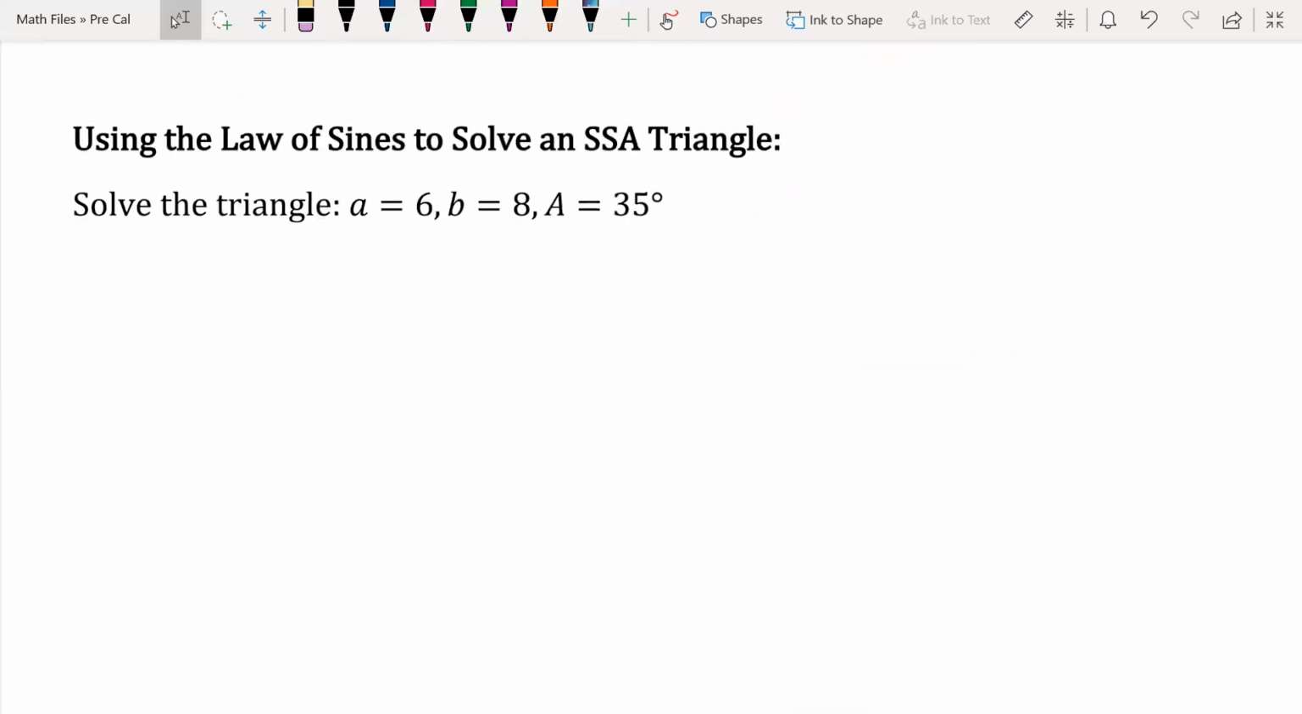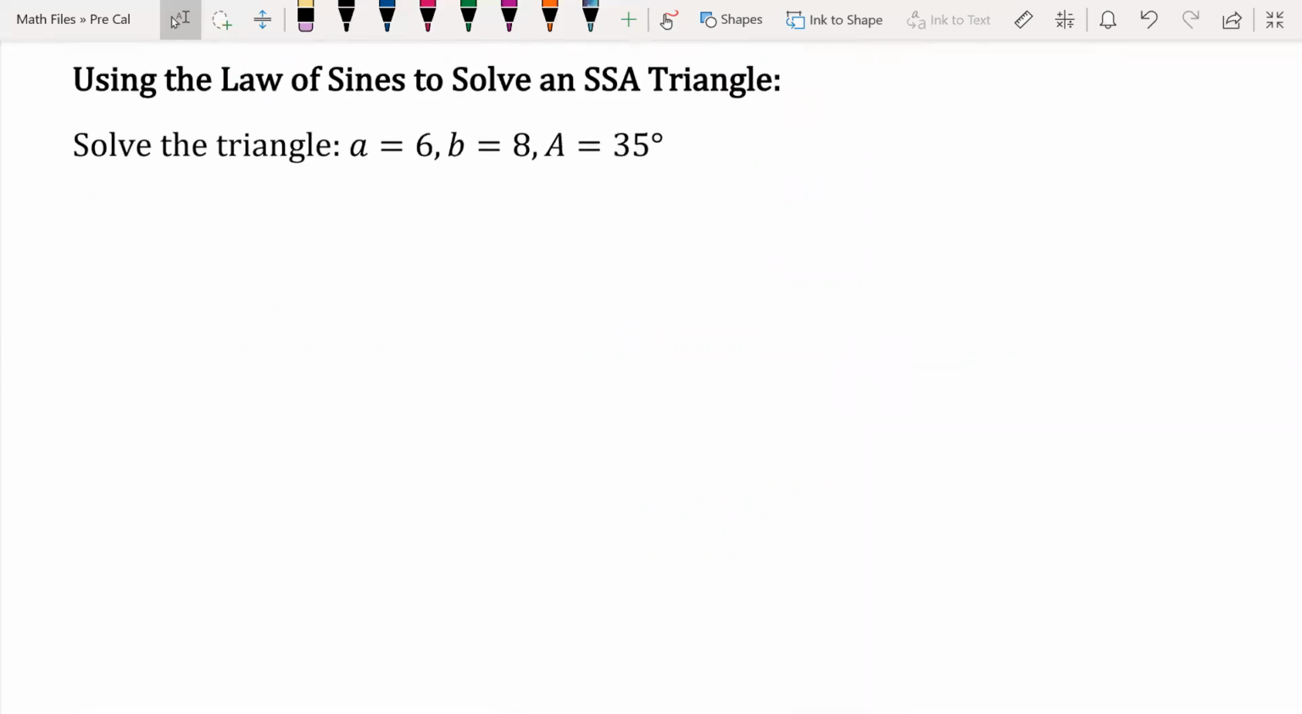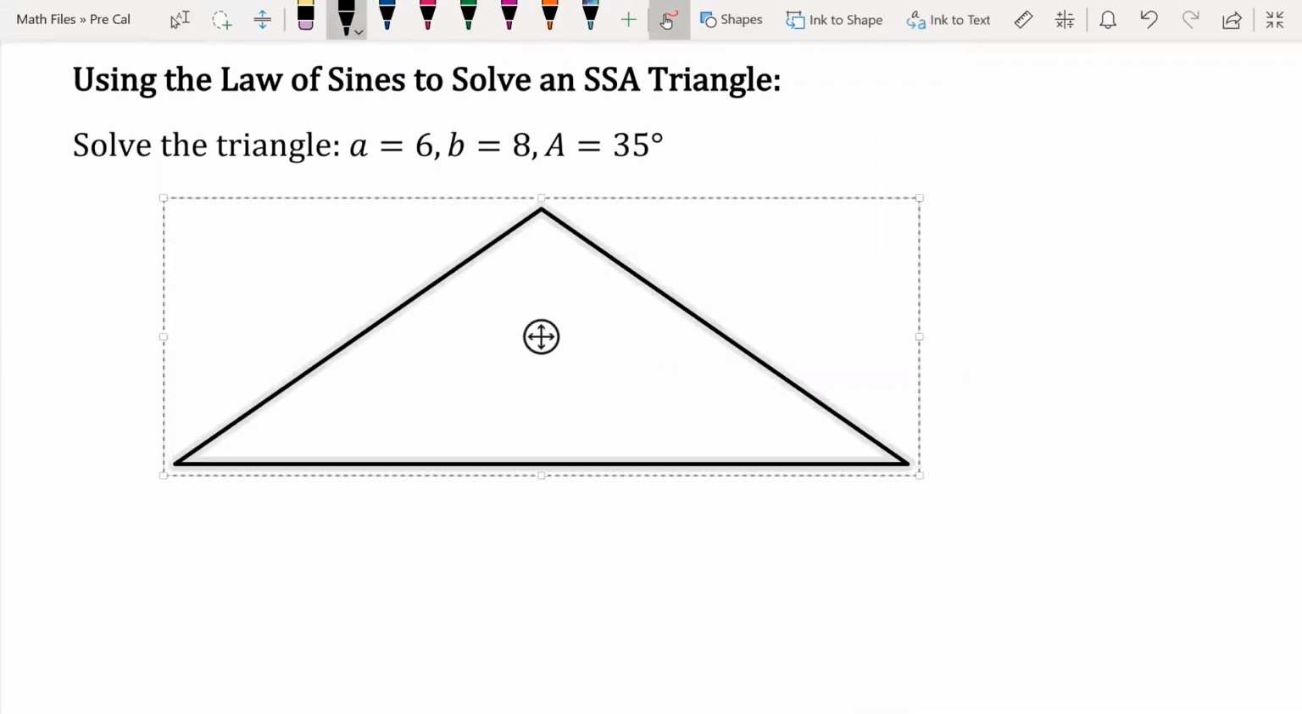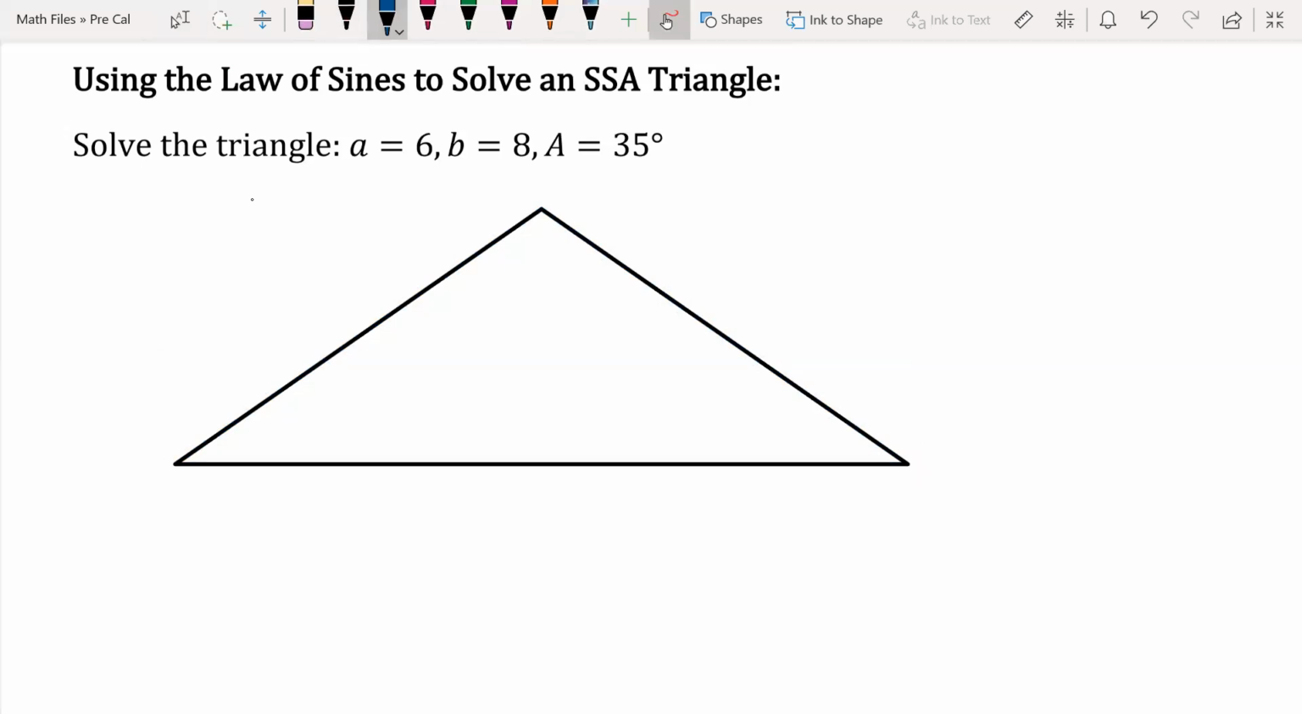Given A equals 6 and B equals 8, and angle A is 35. All right. Label. Angle A is 35 degrees. We don't know angle B or angle C, but we know side A is 6 and side B is 8. We don't know side C.